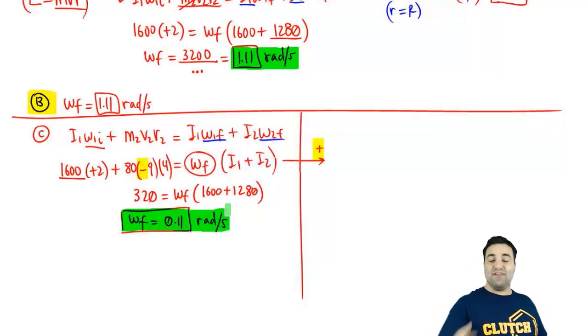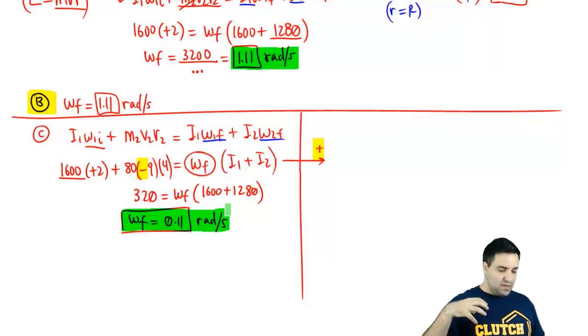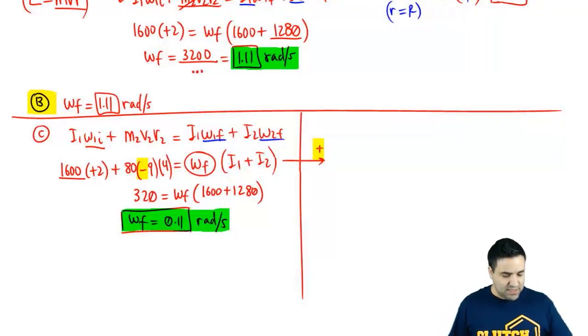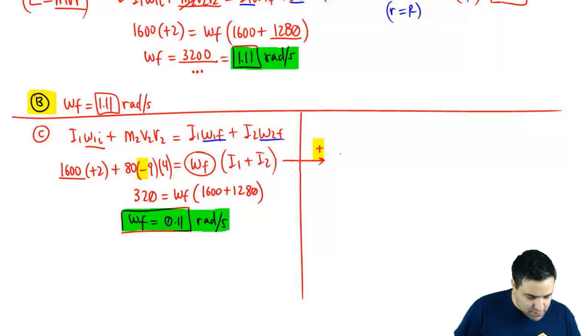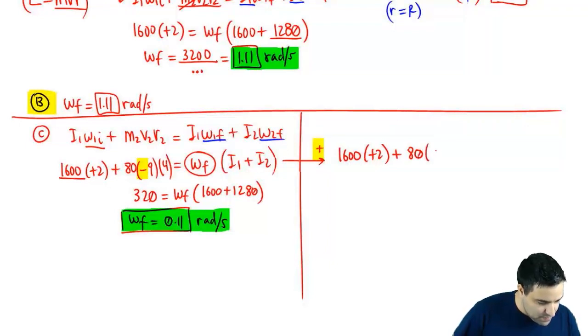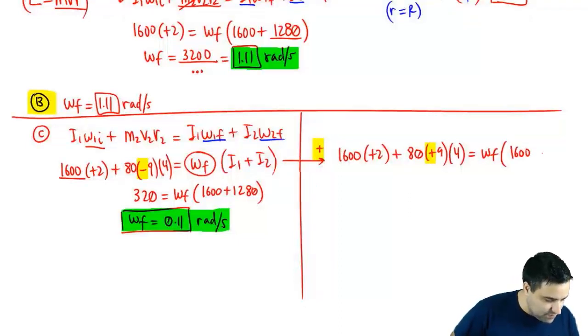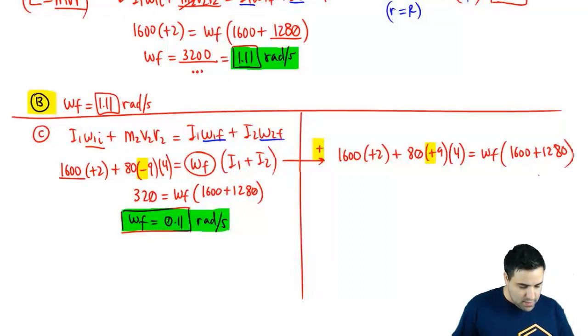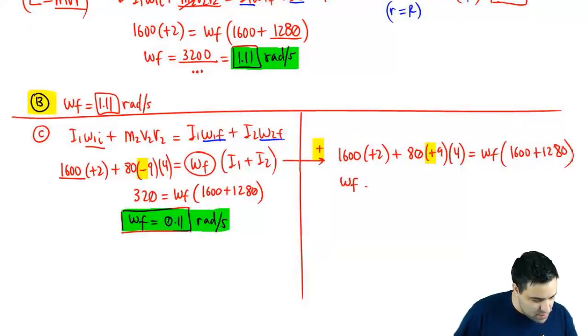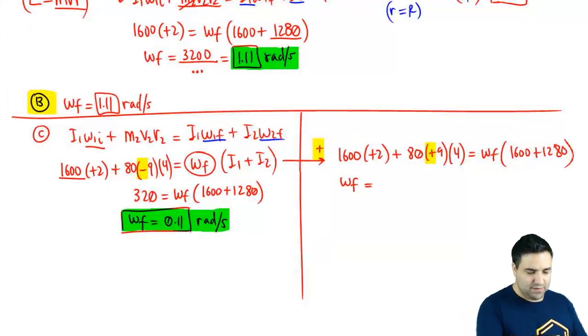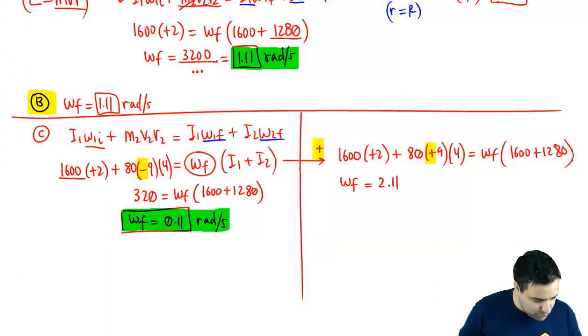In fact, had you been going a little bit faster, the disk would be spinning in the opposite direction as a consequence of you jumping in. Okay, for part D, we're just going to do the same exact thing, but we're going to plug a positive in here. So let's copy this real quick. 1600 plus 2 plus 80 times positive 9, boom, times 4 equals omega final, and then I have these two guys here, 1600 plus 1280. And if you do all of this, skip some steps, do a bunch of algebra, you get, I have it here, 2.11 radians per second.